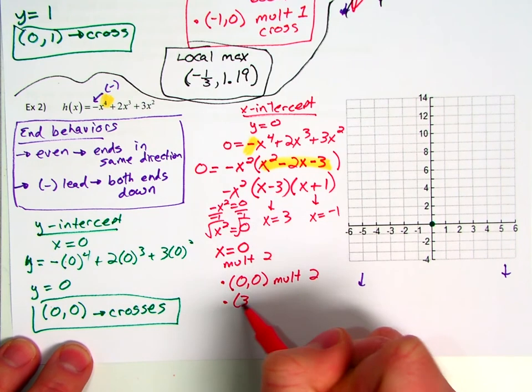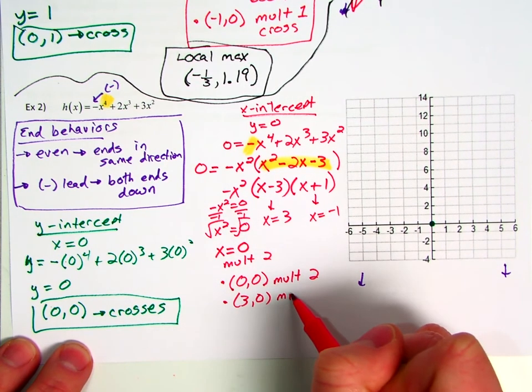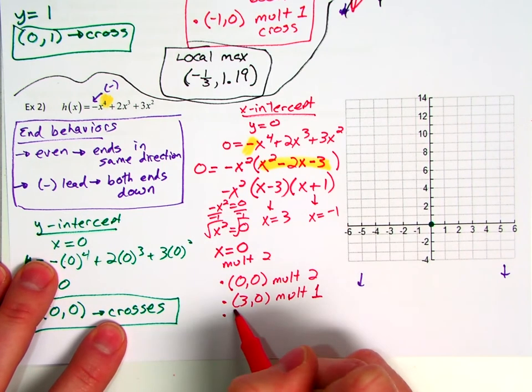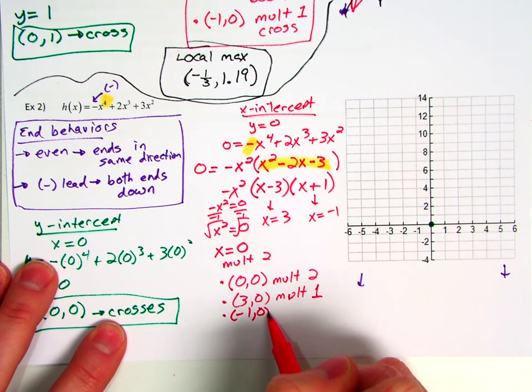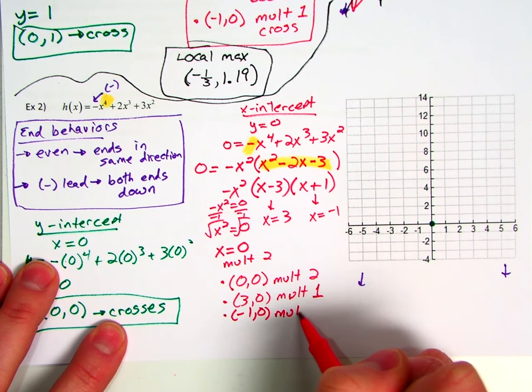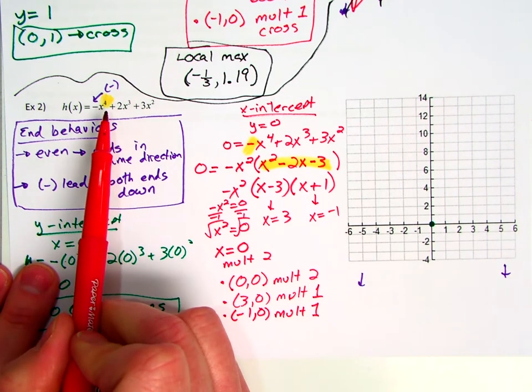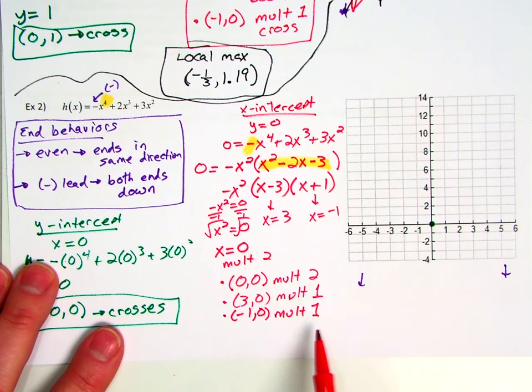X is 3, y is 0, and that one just has a multiplicity of 1 because there's only one of those. And x is negative 1, y is 0. Again, there's only one of those, so that would be a multiplicity of 1. And remember, since my highest exponent is 4, I should be getting 4 solutions, and I have 2, 3, 4 solutions.